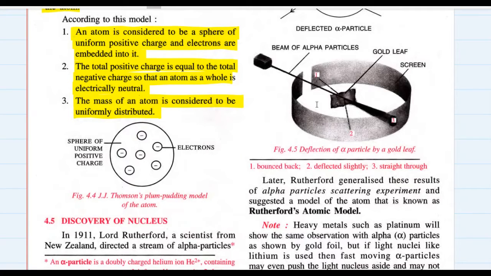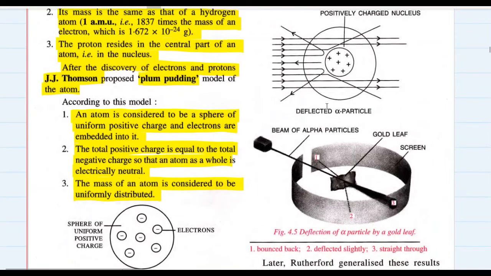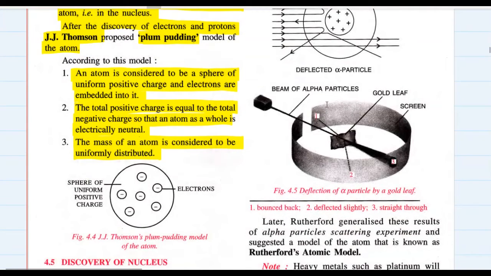Correct? So I told you, if you don't understand what a plum pudding is, you must have seen a half cut watermelon. How does it look? It has the red color fruit pulp in which the dark brown color seeds are embedded. In the similar manner, the red pulp represents the positive charge of the atom, and the embedded seeds represent the electrons which are scattered. So that was the suggestion given by J.J. Thomson.